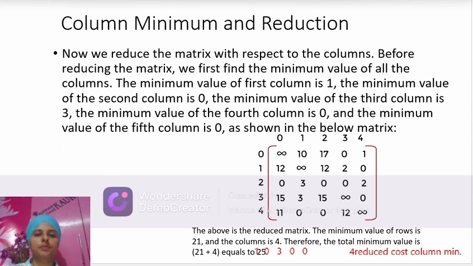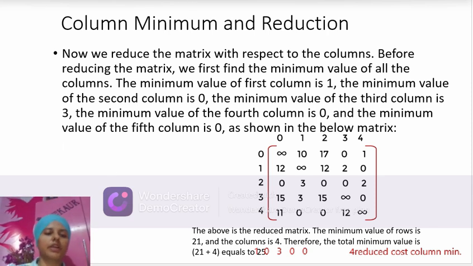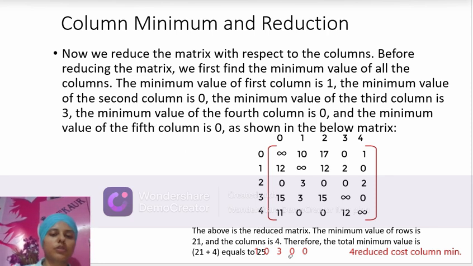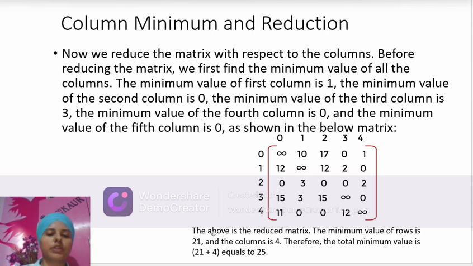So here you can see what we are getting: the reduced matrix after finding the column minimum. Here the cost of 21 we got from the row minimums, and from the column minimums we got the cost as 3 plus 1, that is 4. So the total reduced cost is 21 plus 4, that is 25.